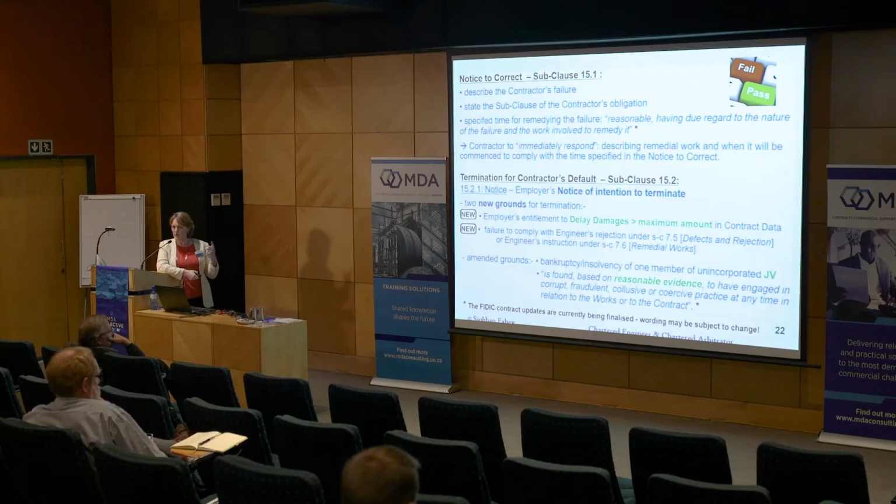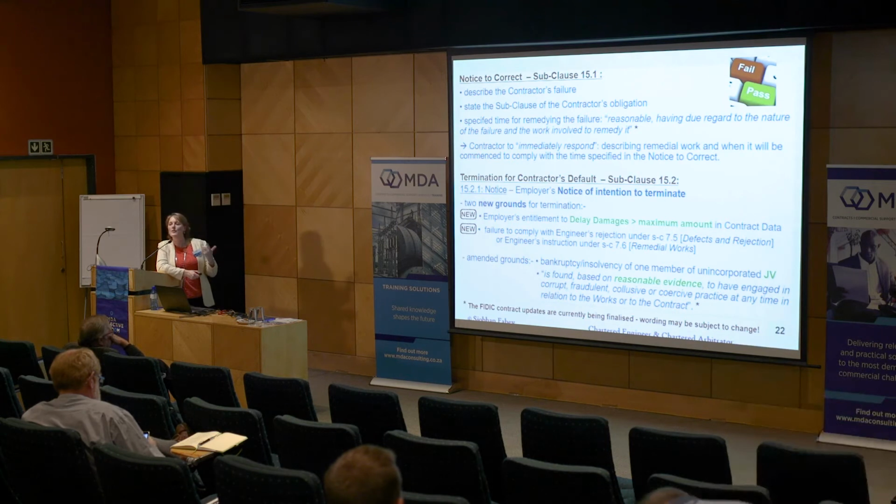So it's basically, when does the employer have the right to terminate the contract, or the other way around, if that party is found based on reasonable evidence to have engaged in corrupt, fraudulent, collusive, or coercive practice at any time in relation to the works or to the contract. Okay, so very general words, just watch out for that, because I believe that it's going to be, in certain circumstances, a ground for threatening to terminate the contract, because we all know that contracts aren't terminated so often as they are threatened to be terminated to get one party moving when they're not.